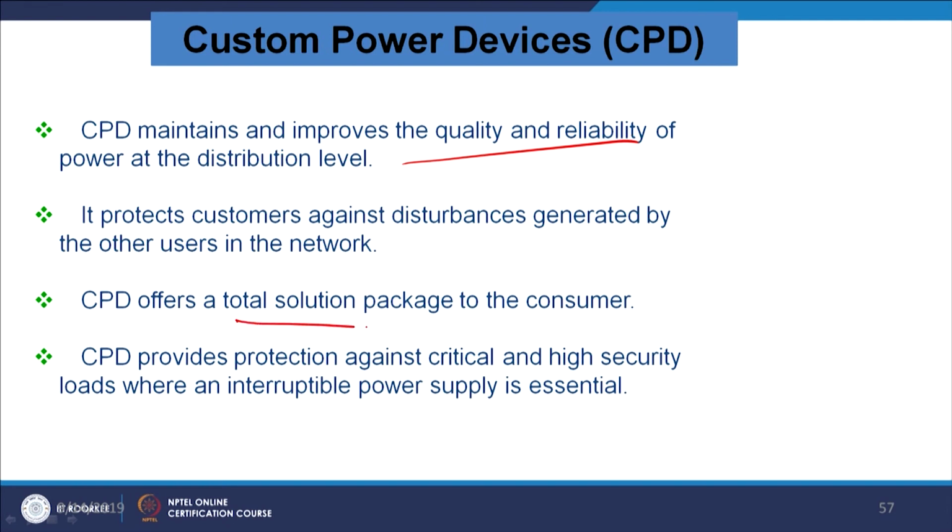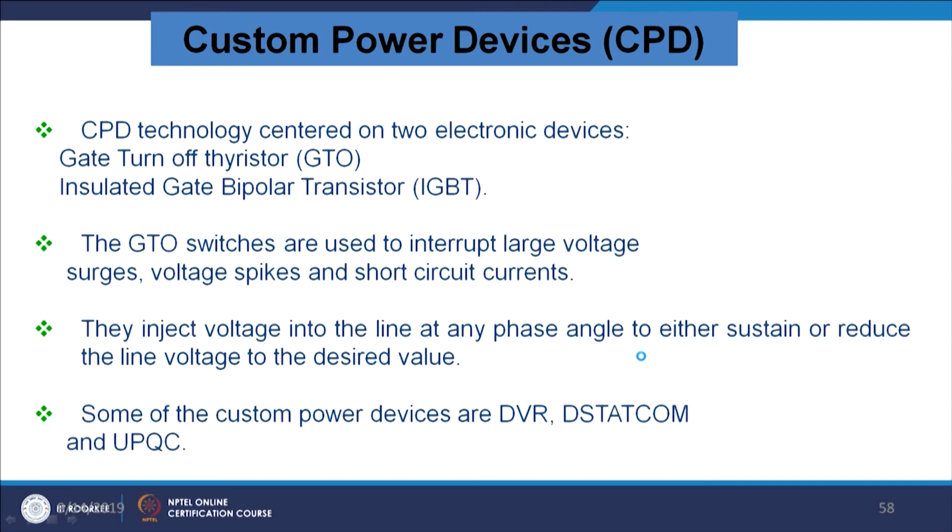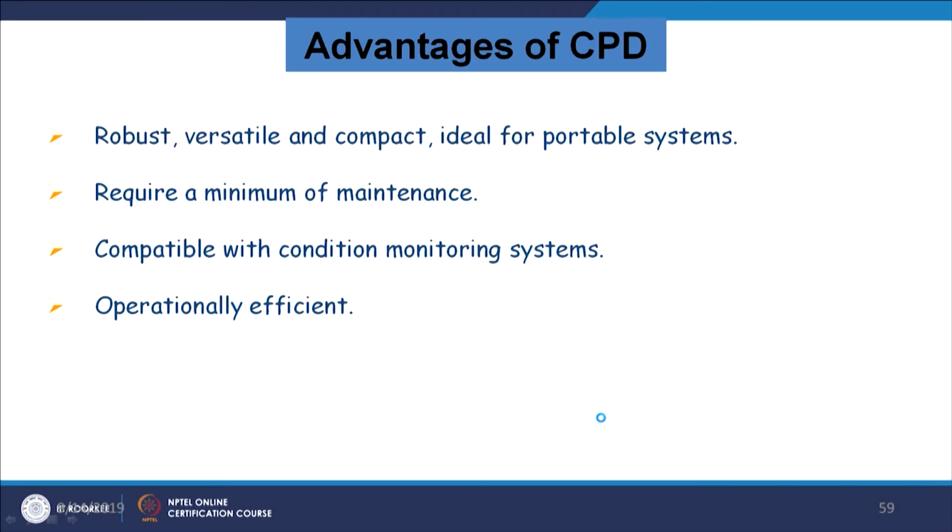CPD offers the total package solution for the customers, and CPD offers protection for high security loads when interruption occurs. So, it can be IGBT or GTO based. The GTO switches are used to interrupt large voltage and current, having a higher power rating, but the switching frequency is less. Some of the custom power devices are DVR, DSTATCOM and UPQC.